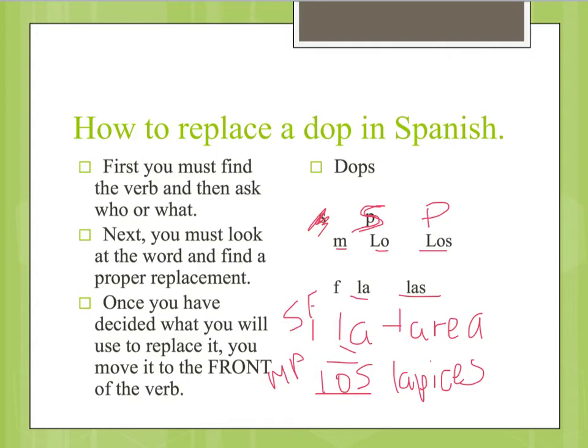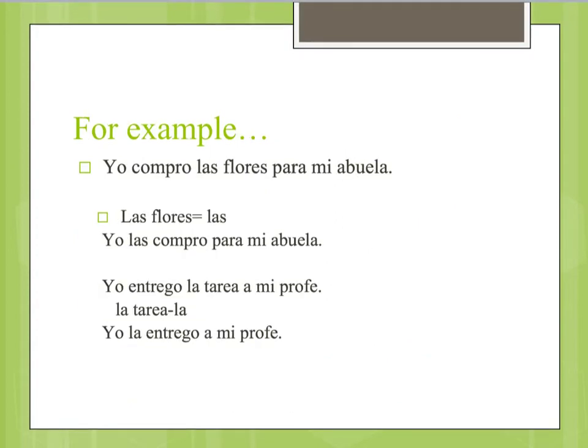So once we've decided what we will use to replace it, we move this to the front of the verb. For example, yo compro, there's our verb, compro what? Las flores. So the flores are our DOP, and if you look, I put it right in front of the verb. Yo las compro para mi abuela.